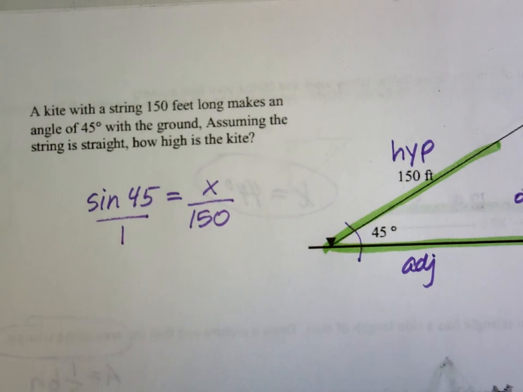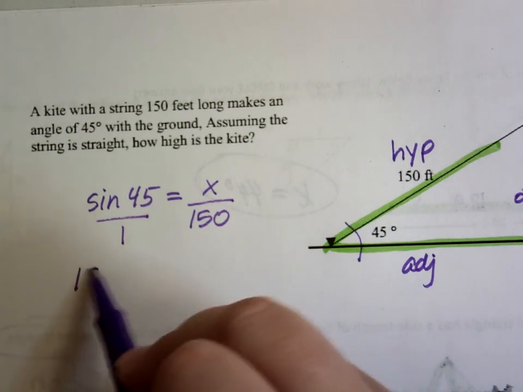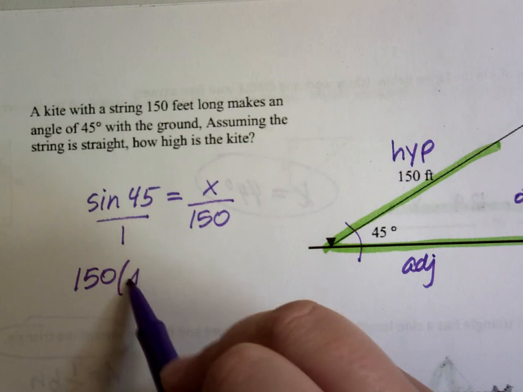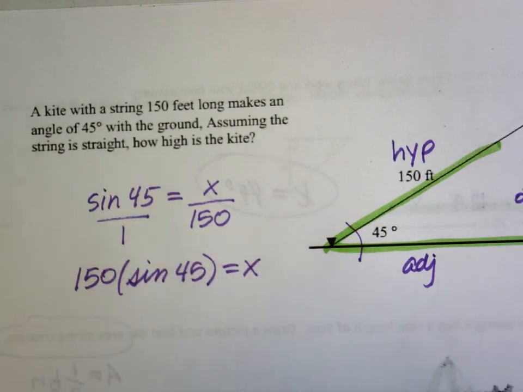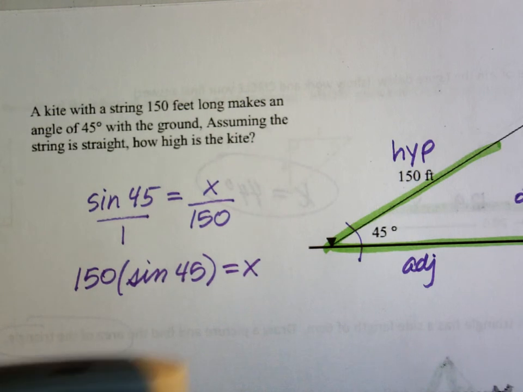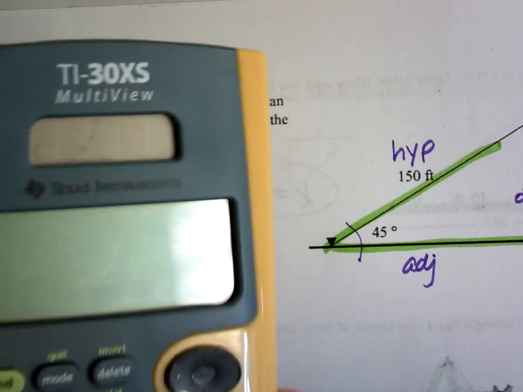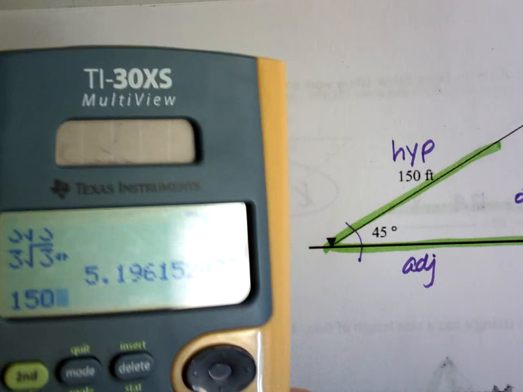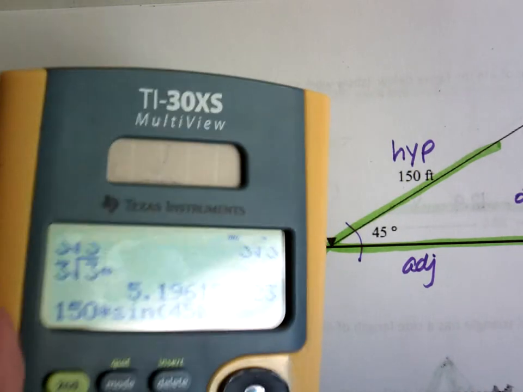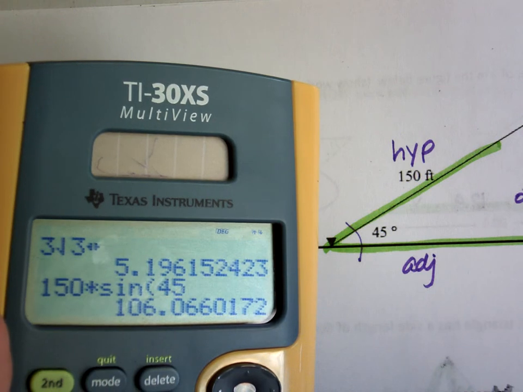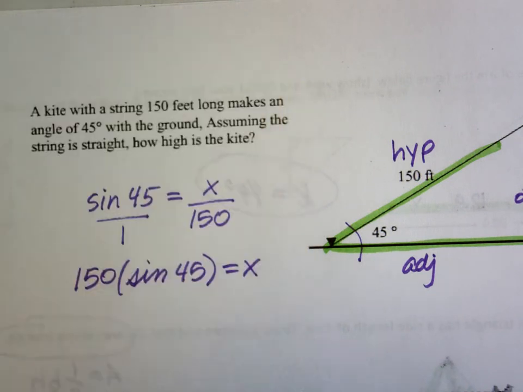Okay. Cross multiply. And x is alone now, so it's time to pick up my calculator. And I get 150 times sine of 45. And I get 106.06, so 106.1.